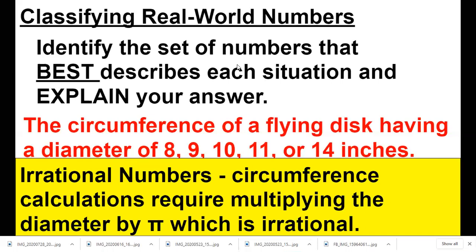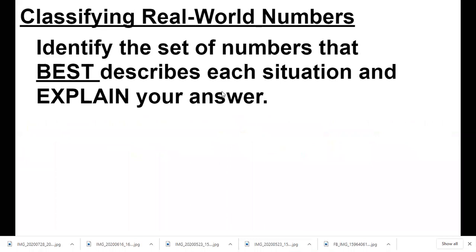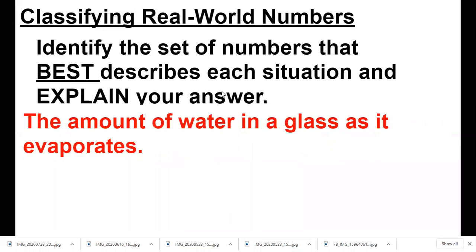Okay, let's try another one. The amount of water in a glass as it evaporates. What is the best category of numbers to describe the amount of water in a glass as it evaporates? Could it be evaporating at, say, 5 ounces and then 4 ounces and then 3 ounces and then 2 ounces and then 1 ounce and then 0 ounces? Yeah, I could do that.